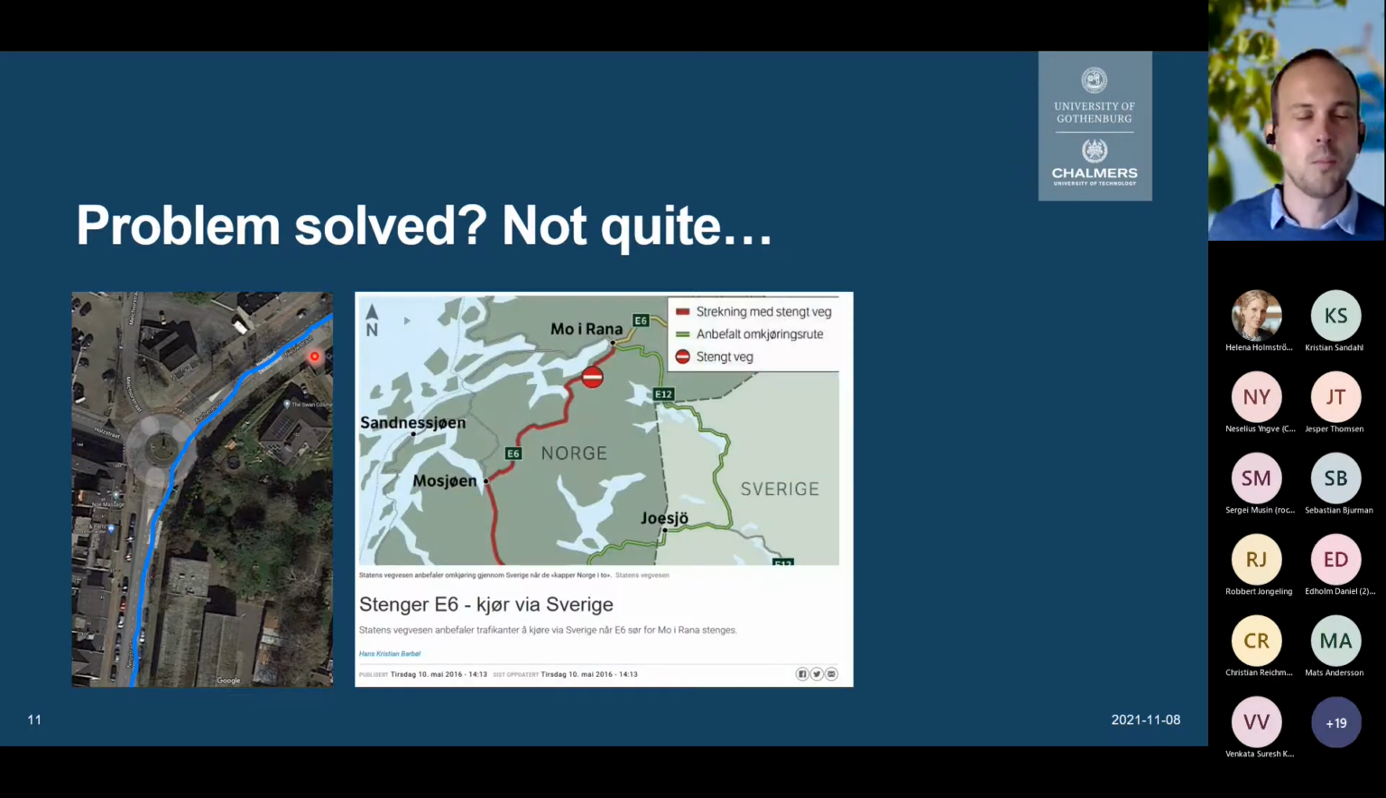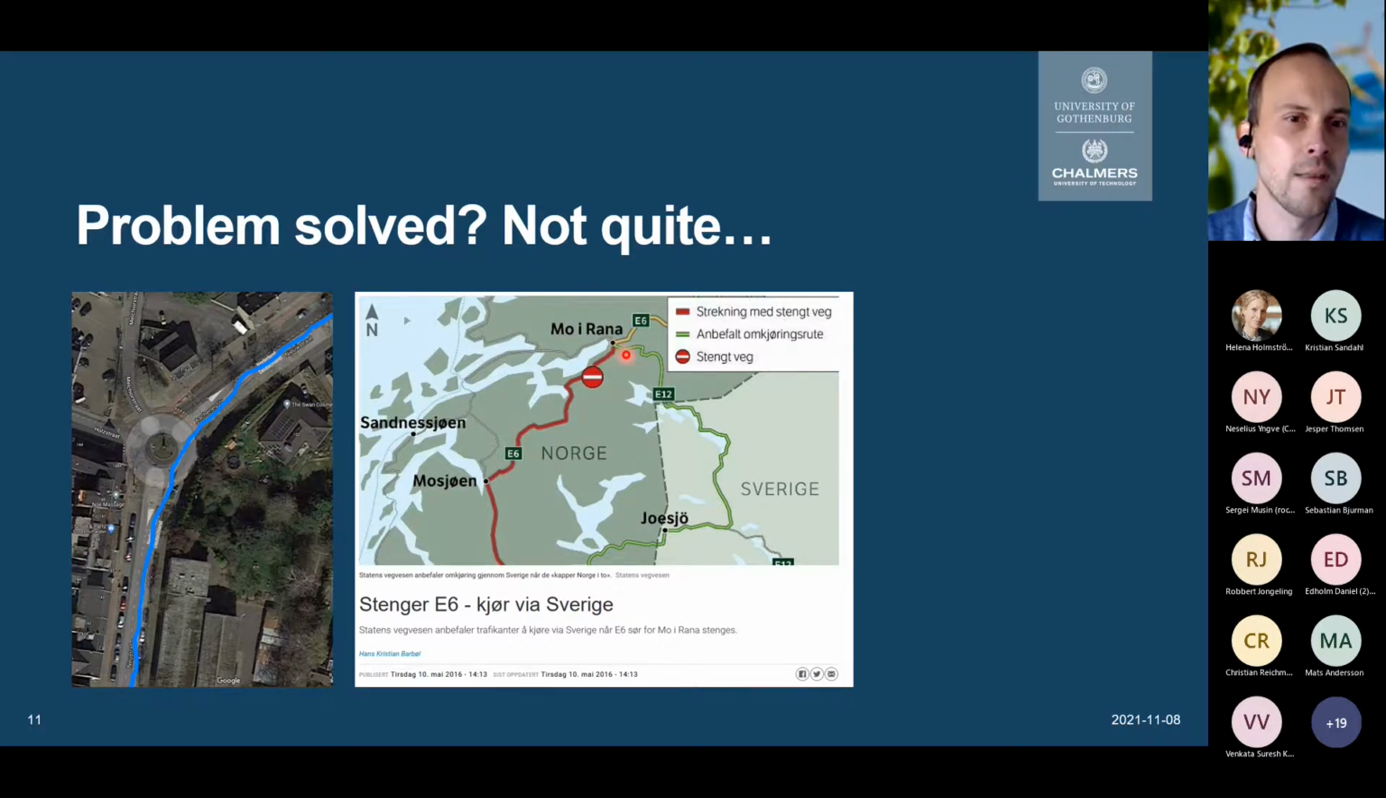A second example is a person who lives in Mo i Rana in Norway. He would like to drive his automatic car, but in Mo i Rana, Norway is very narrow, meaning there's not a lot of space for roads. And actually, there's only one single road that goes to the south from Mo i Rana, and that is the E6.